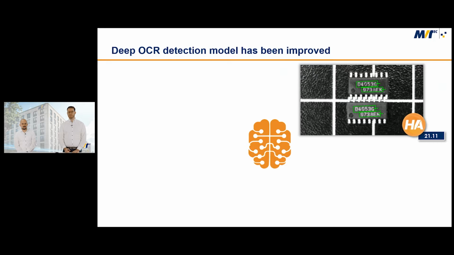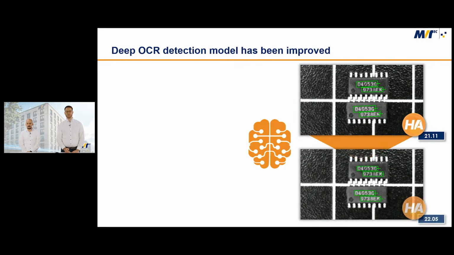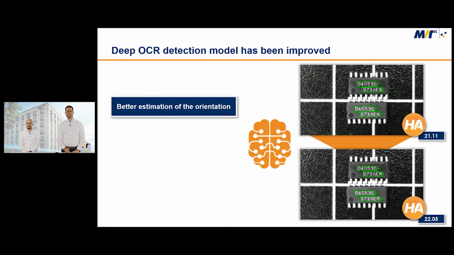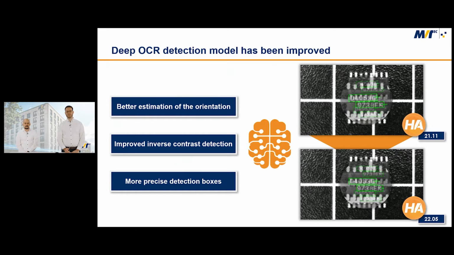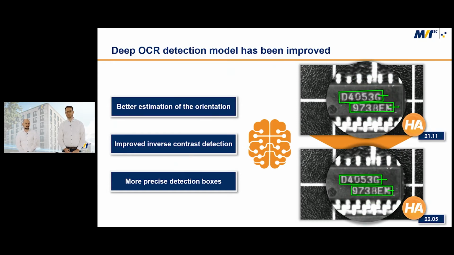Now, last but not least, this was all about DeepOCR recognition, but our DeepOCR detection model has also been improved. So if you have a look at these detections on the right, in 22.05 they have been improved compared to 21.11, because the text detection model detects the bounding boxes with a better orientation. It is improved with inverse contrast, and also the bounding boxes are more precise. You can see this exactly here when you zoom in on these transistors, that the bounding boxes have a better orientation and are much more precise around the text boxes.